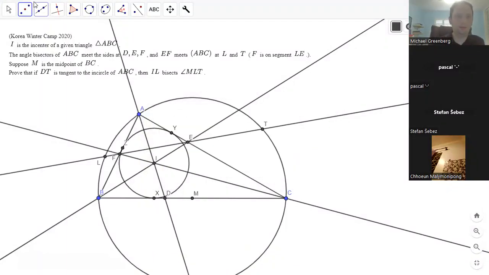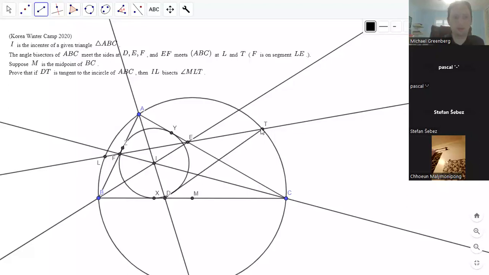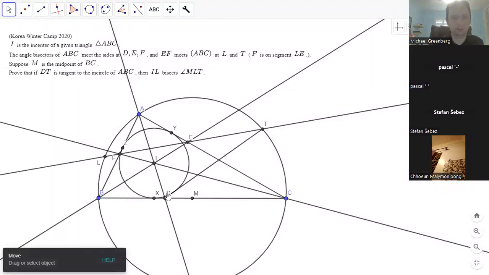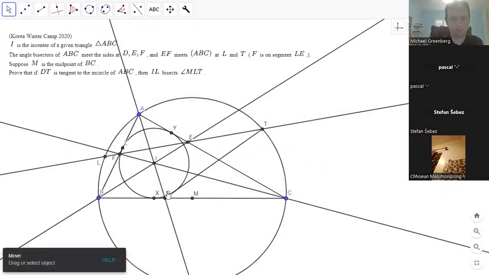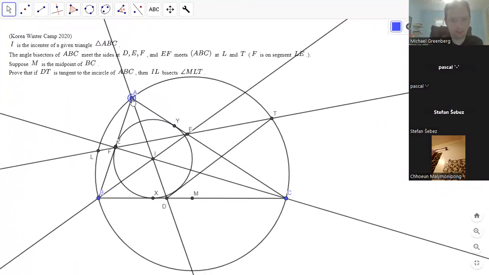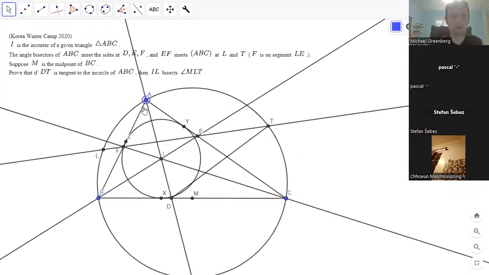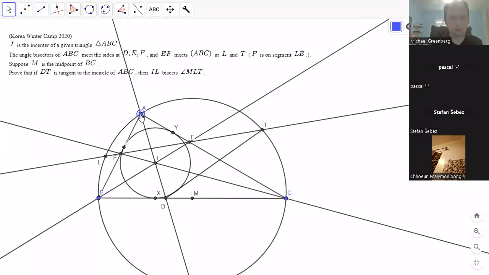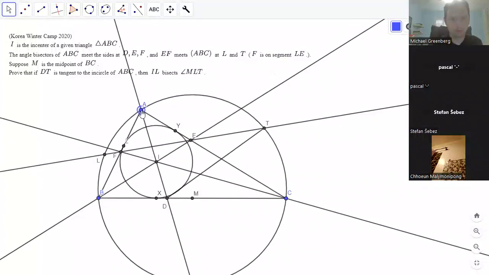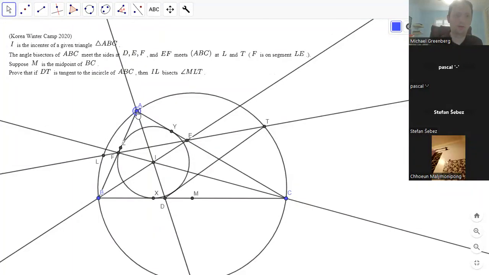Show that if DT is tangent to the incircle, then IL bisects MLT. It's a very random statement, but let's see what we can do with it. Okay, so you want this to be tangent. I just don't want F and Z to be so close together, but maybe it has to be. So something like that.